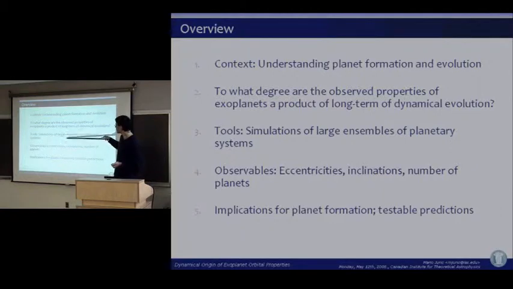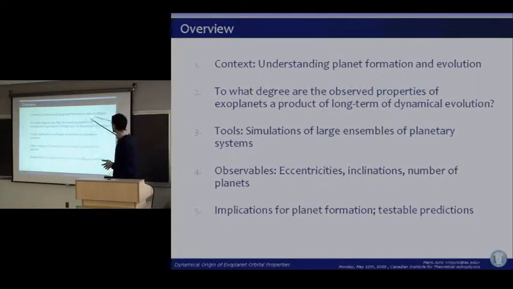The tools we use to study this are simulations. So we simulate large ensembles of planetary systems. We simulate dynamical evolution in these ensembles, and then we compare this to observations and compare their initial conditions to what we expect from planetary formation, and try to infer some conclusions from there. The observables that we have are eccentricities, inclinations, and number of planets in the discovered planetary systems. I'm going to mostly be concentrating on eccentricities initially and then say something about the rest.